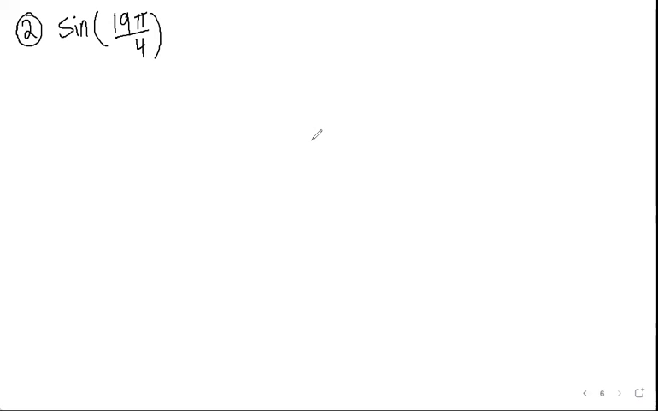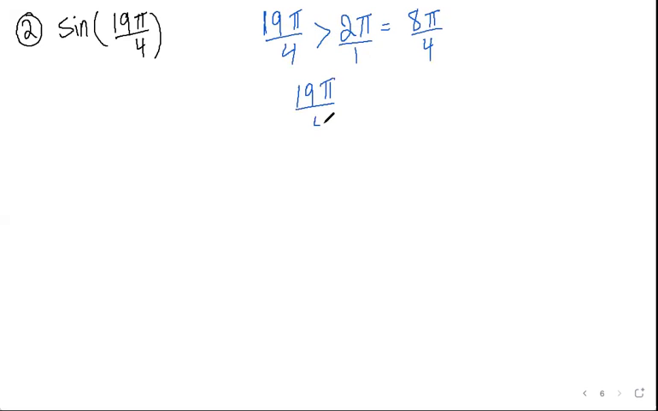Find the reference number. But before starting to find the reference number, 19 pi over 4 is a big, large number, greater than 2 pi. And when the number is greater than 2 pi, because 2 pi, if I want to make it over 4, is 8 pi over 4, 19 pi over 4 is larger than 8 pi over 4. So I have to simplify this number.